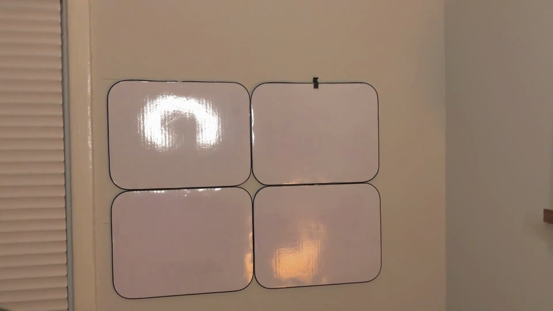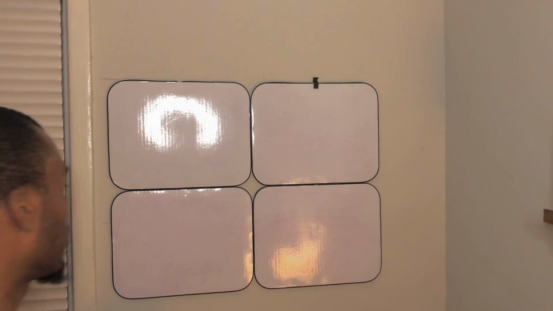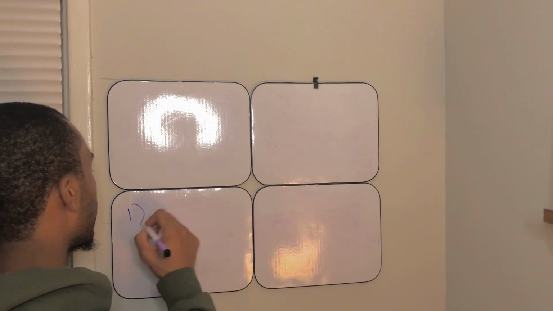But this is a continuation of adding and subtracting monomials. We're dealing with monomials right now. So what we're going to be talking about is how to multiply and divide monomials together. So let's start with an example.